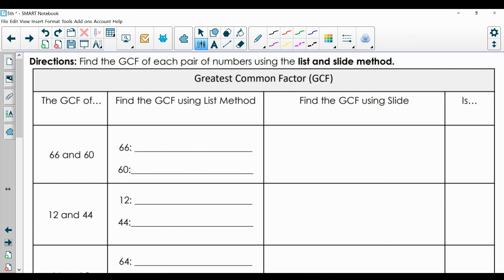All right, so flip over the back of your paper. I'm not going to make you do the listing part right now, unless you're gung-ho and you want to. I want us to focus on the slide part. I want to do one more with you, and I want you to practice it on your own. So you've got the GCF of 66 and 60. Under the slide method, you've got 66 and 60.